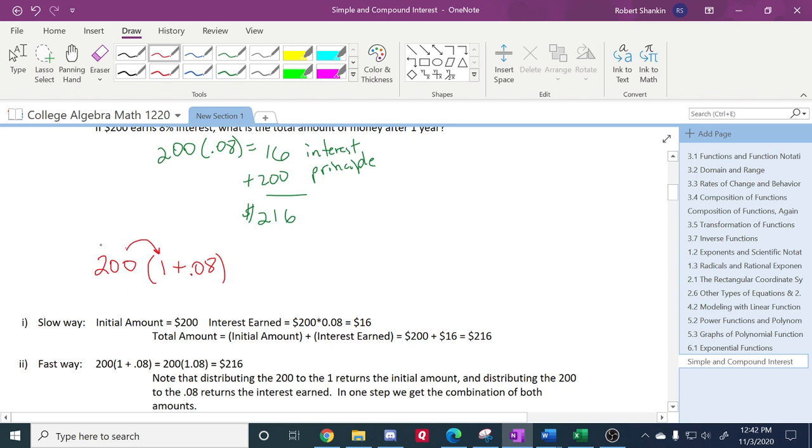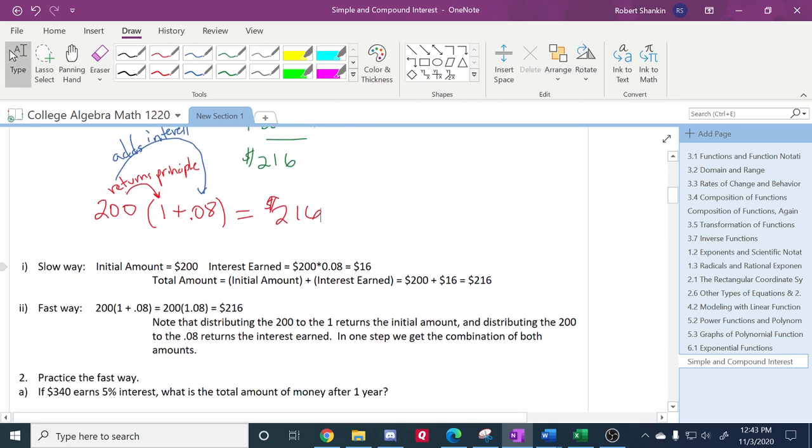Now, when you distribute this times this, it returns the principal. When you take this times this, it adds the interest. And it can all happen in one quick step. We usually don't put this plus sign, we just multiply 200 times 1.08, but we think of it as 1 plus 0.08. And we'll get the $216 in one step, rather than two separate steps.